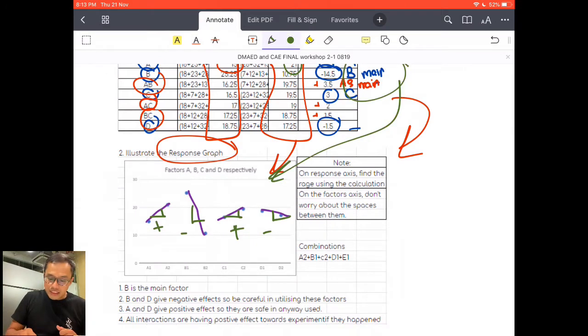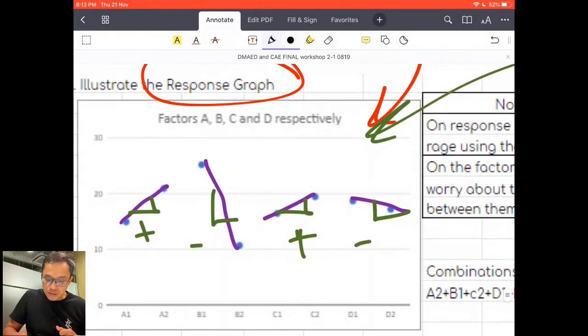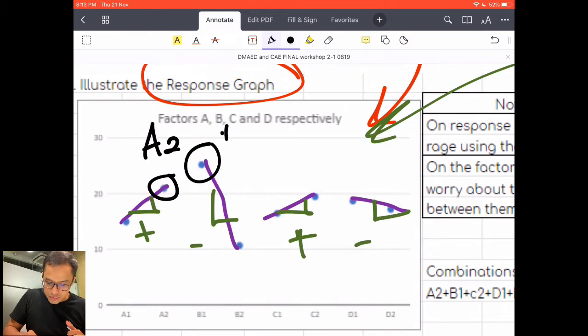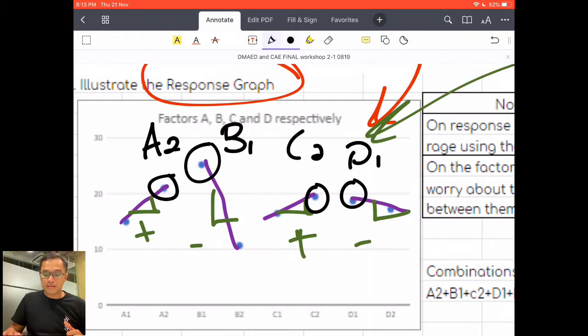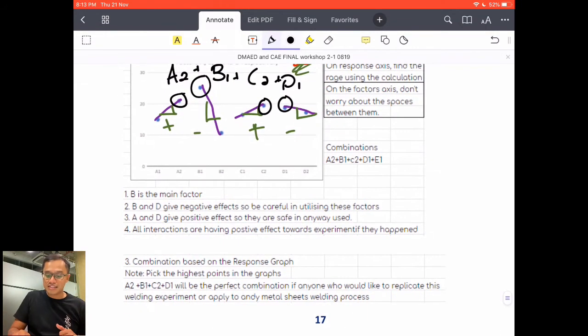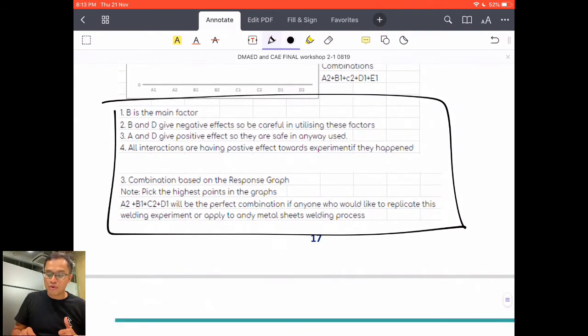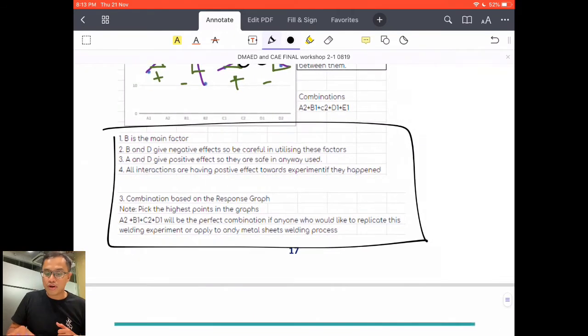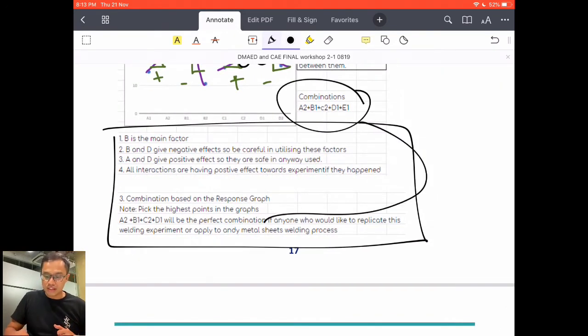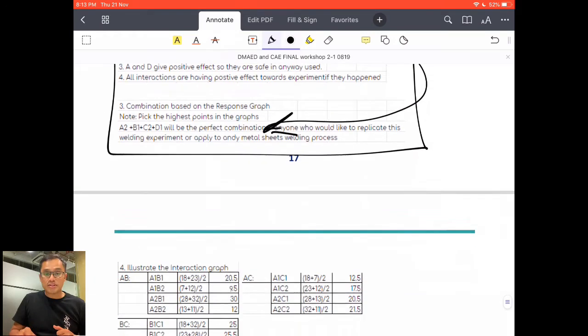Then take the highest points for all factors. Let's use the black color. Therefore, the best combination for the tool cutting edge test is A2, B1, C2, and D1. This is the combination for the best tool cutting edge test analysis. You can read all these results there. If you have any issues, you can come over and ask me for more explanation.